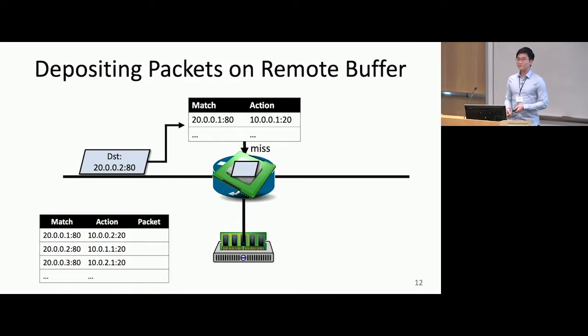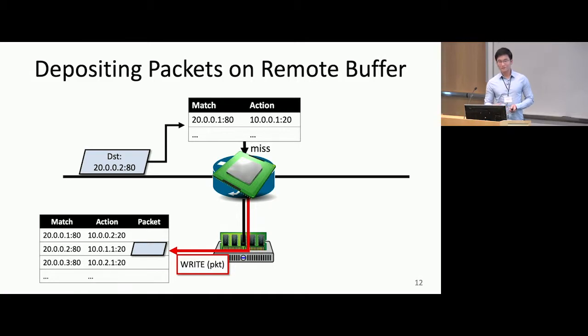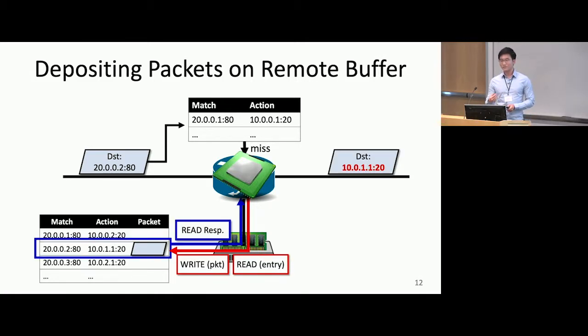To solve this problem, we propose a simple but effective solution. Before sending an RDMA read request, we first store the incoming packet to the remote memory, and then read both the table entry and the packet back together. This way, the data plane can modify the packet with the remote table entry without using additional SRAM space.